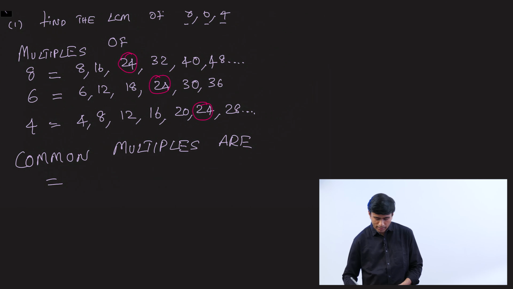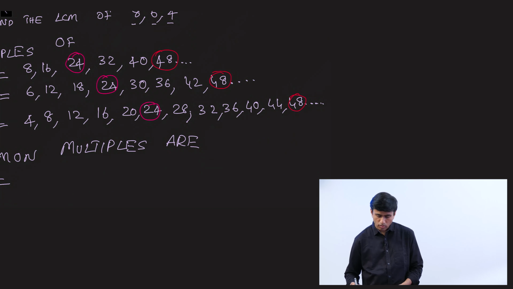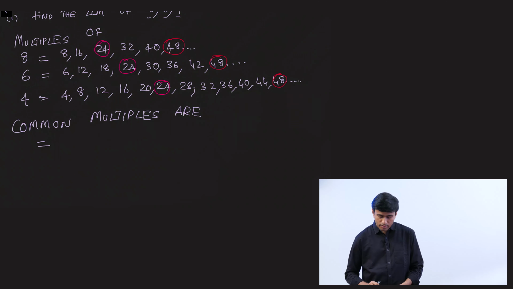Because if you write the multiples of 6, if you go further, you can get 36, 42, 48, and so on. And if you write the multiples of 4, after 28, you can get 32, 36, 40, 44, 48 and so on. So you see, 48 is also a common multiple. In fact, since the multiples are infinite, you can get many more common multiples. But right now, let's write the common multiples that we've written. The common multiples are 24, 48 and so on.